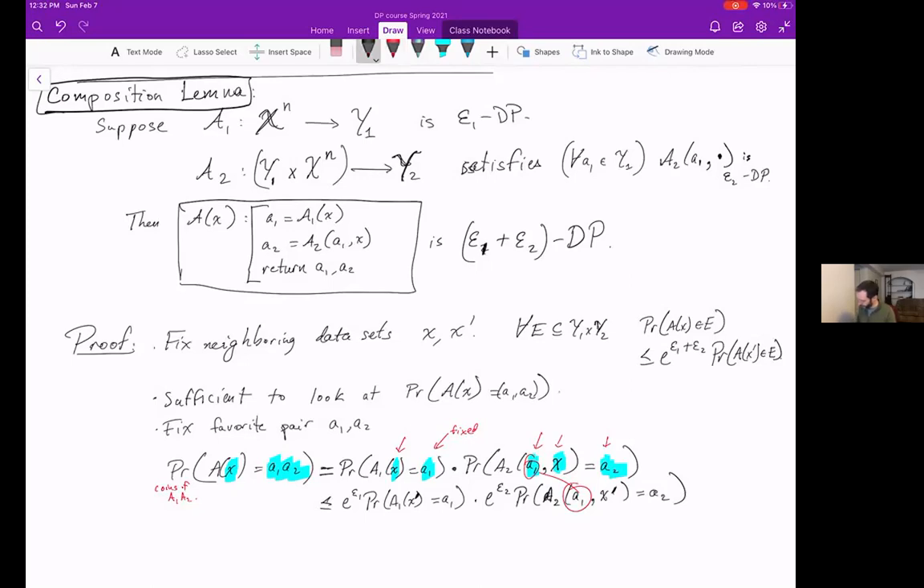And now this we can recognize if we pull out the e to the epsilon 2 up front. Then what's left is a product of two probabilities involving X prime, and that's exactly the probability that the algorithm A on input X prime would produce the input we want. So this is exactly e to the epsilon 1 plus epsilon 2 times the probability that A on input X prime would produce a pair A1 and A2.